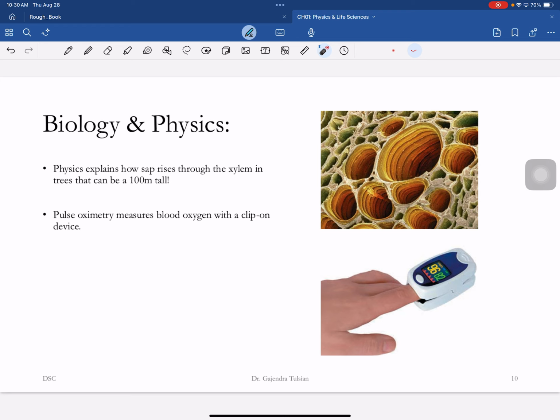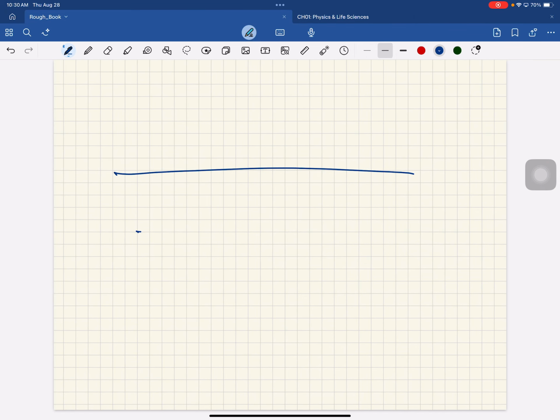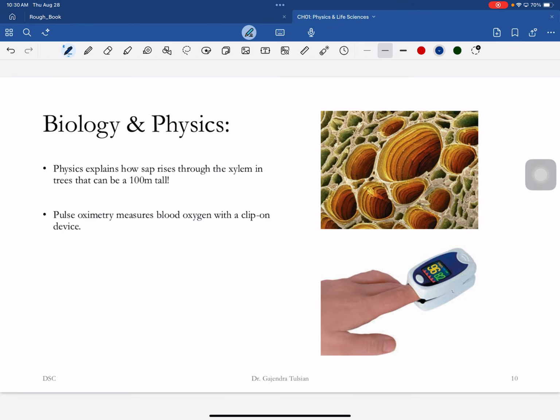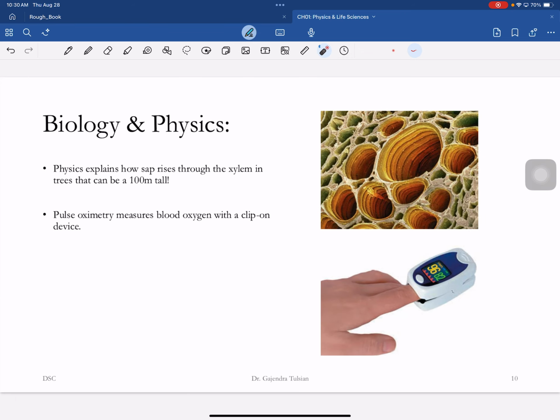What molecule carries oxygen? The hemoglobin in the red blood cells, that's where the oxygen attaches. So here's how it works. This thing has to be attached to a small, thin part of your body. You have to attach it to a thin part of your body, here, there, somewhere.